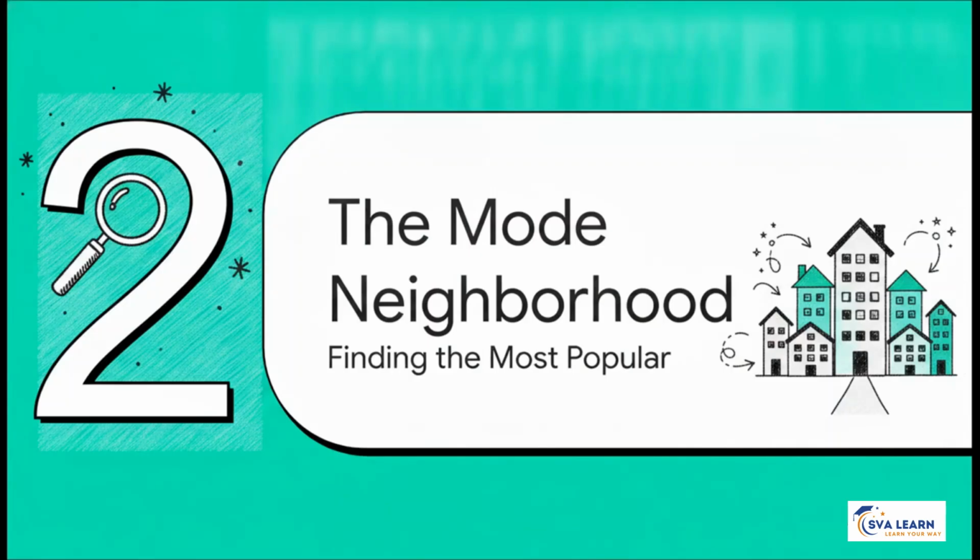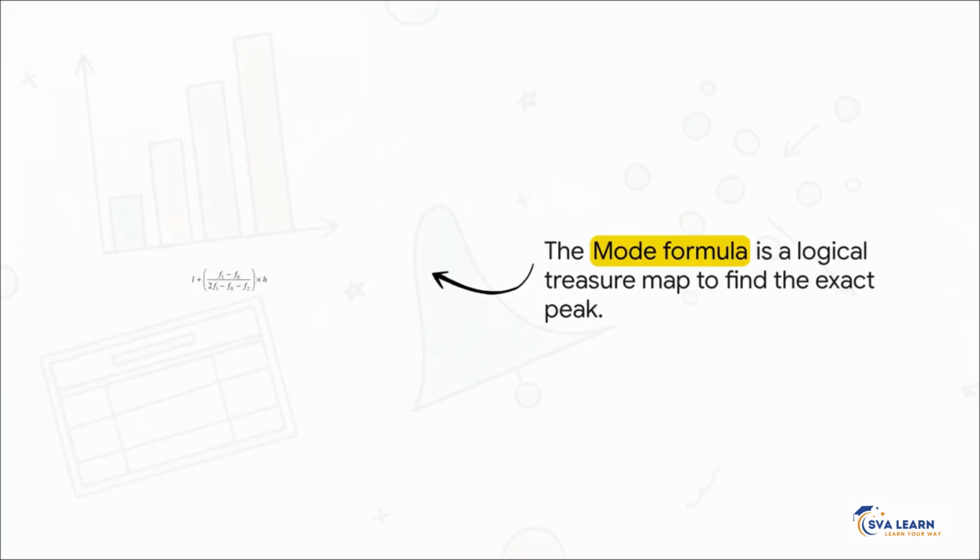Which brings us to Section 2, the mode neighborhood. Pinpointing the most popular. So here's our first real detective tool. We need to shift from just pointing at one single number to locating the modal class, or what I like to call the most popular neighborhood in town. And this formula right here is the tool we use to do it.